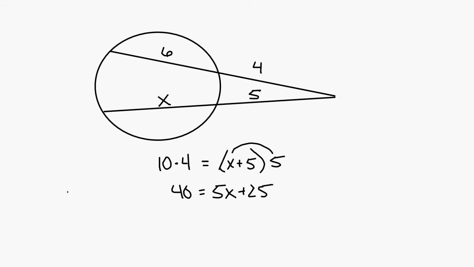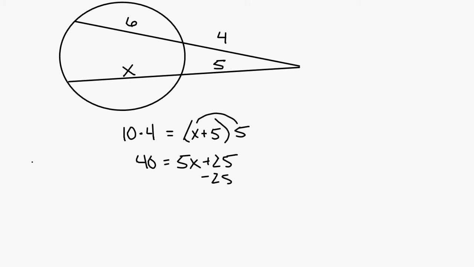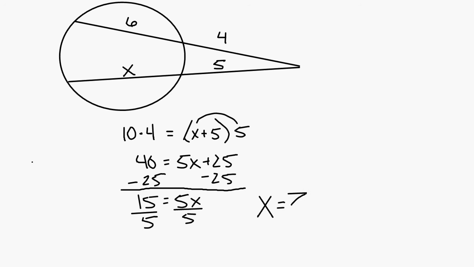So this will be a little cleaner, as you can see. Divisible by 5. Subtract 25 from each side. 15 equals 5x, and then divide by 5. And x equals 3 again.